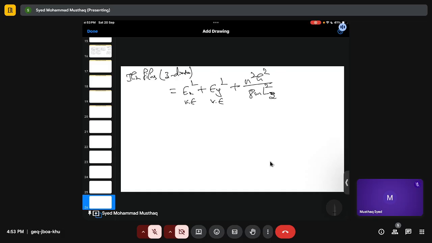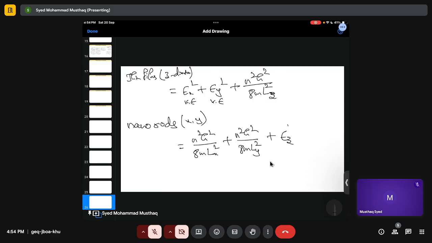And what about nanorods? My two dimensions are in nanoscale, let's say x and y. Okay, then n square h square upon 8m Lx square, plus n square h square upon 8m Ly square, plus Ez square. Quantum dot is the same. So this is how those equations came about.